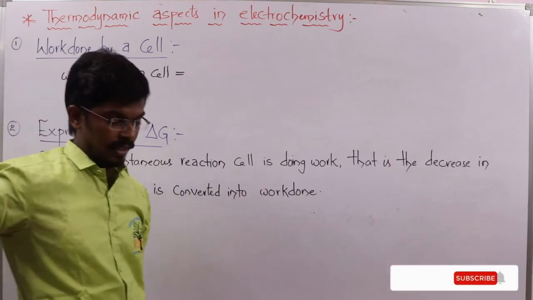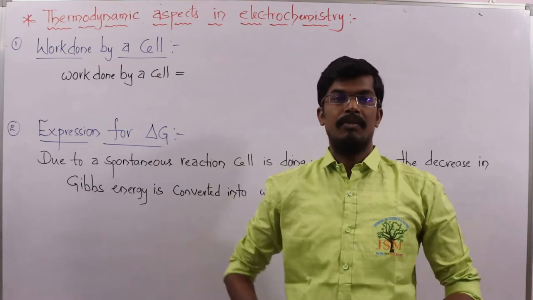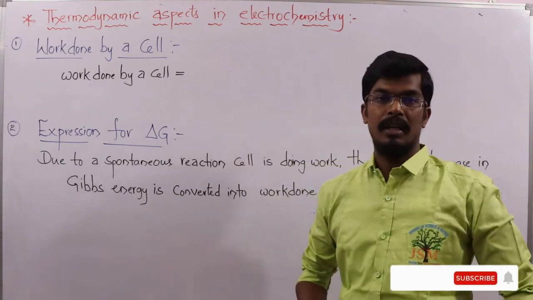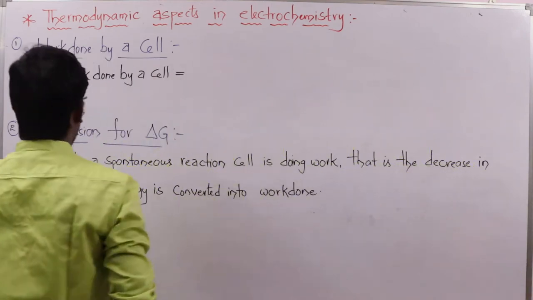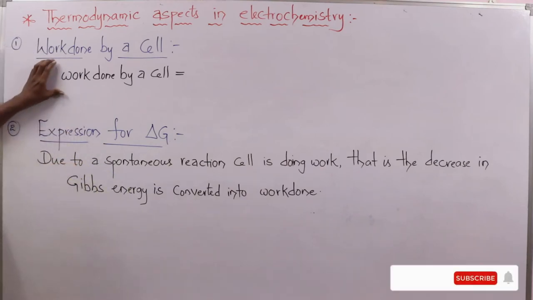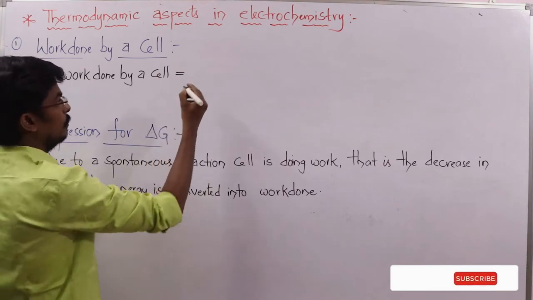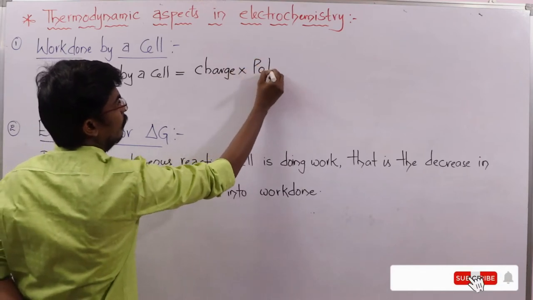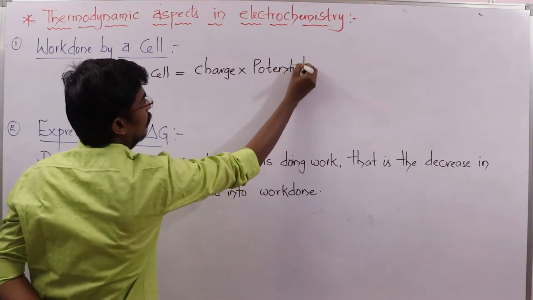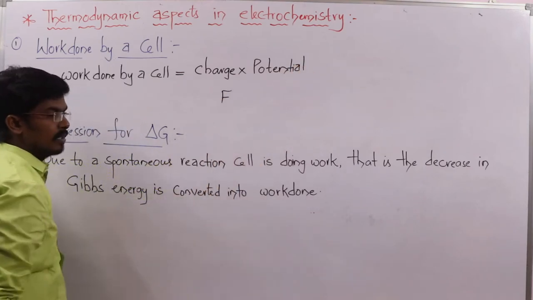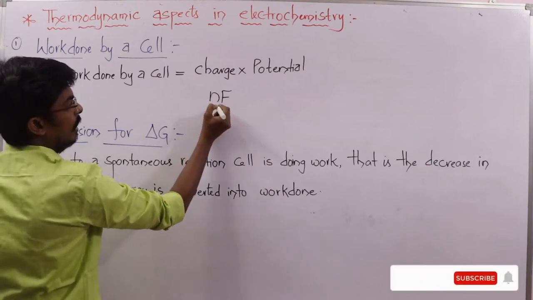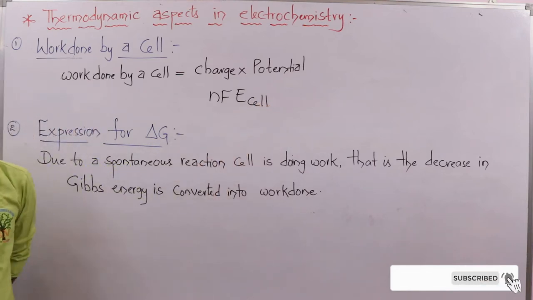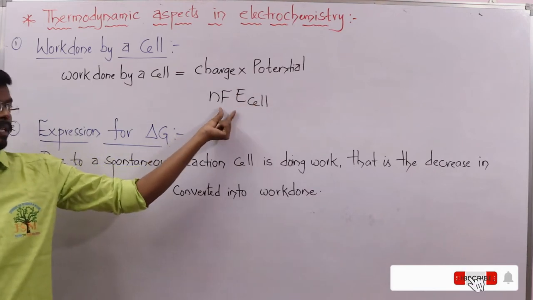Here I am given the work done by a cell. When we study electrochemical cells, chemical energy is converted into electrical energy, so the cell is doing work. The work done by a cell is always equal to charge times potential. The charge is taken as the Faraday, with n electrons transferred, that is nF, and the potential is E cell. So the work done by a cell is nF E cell.